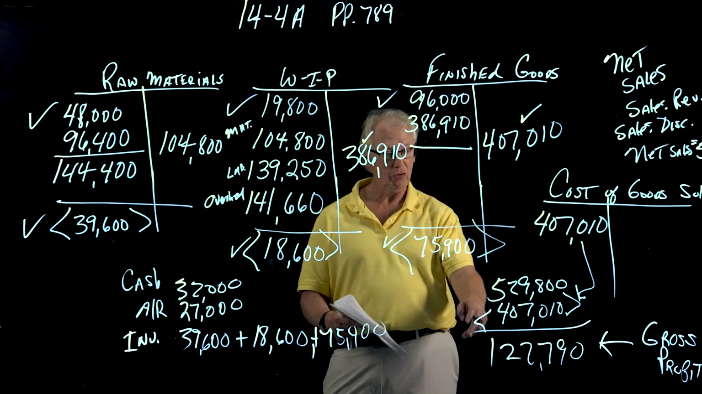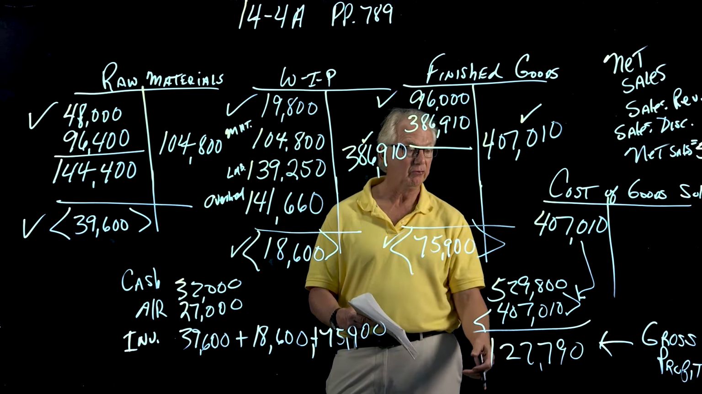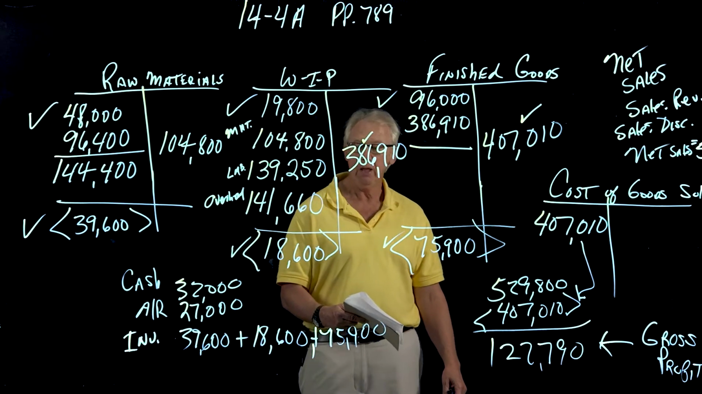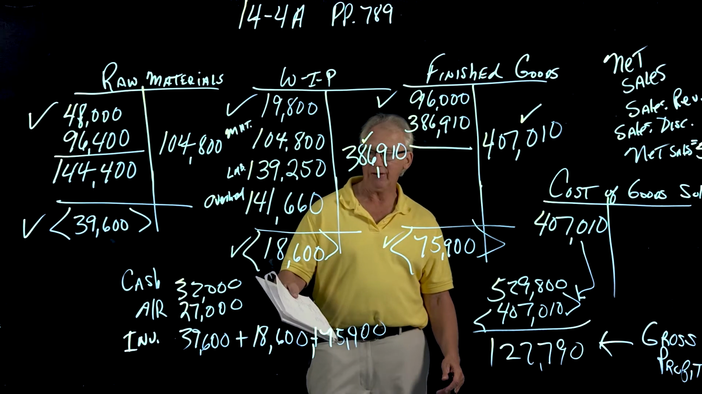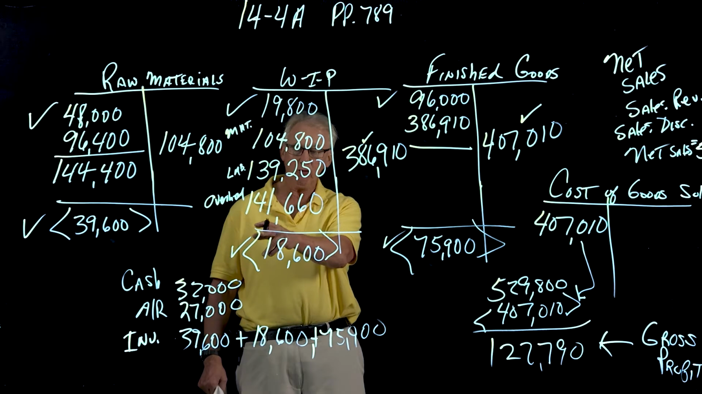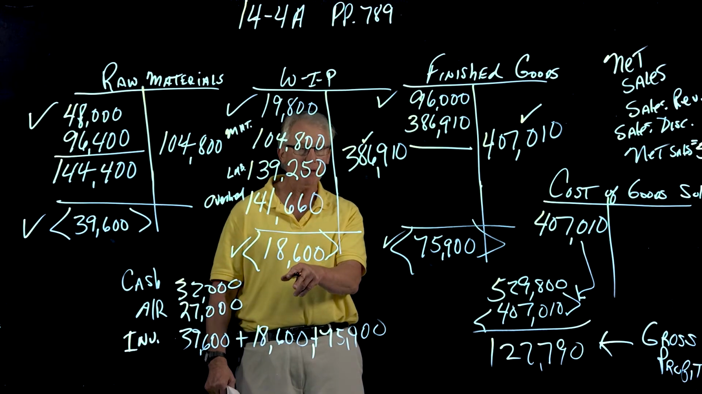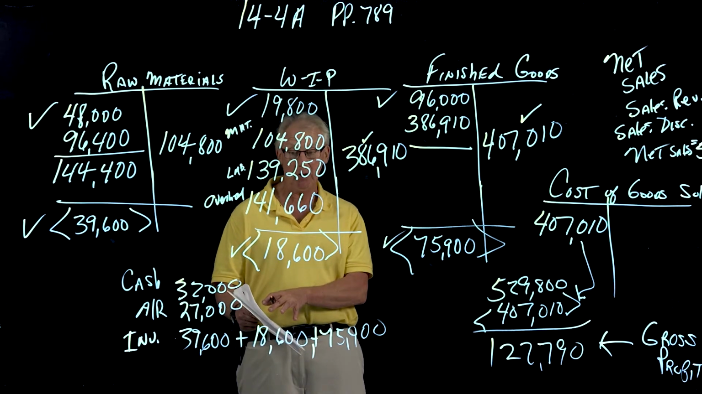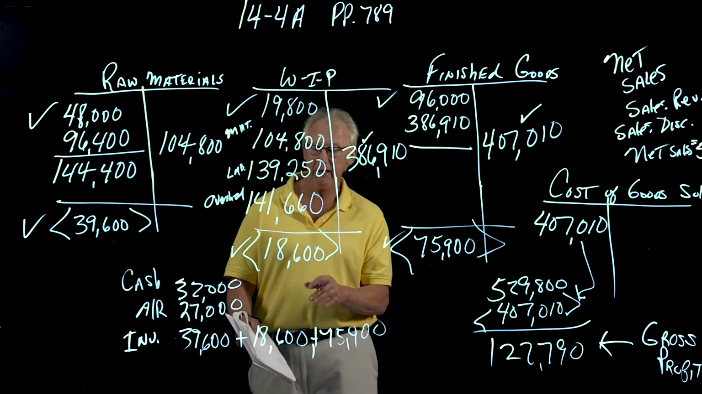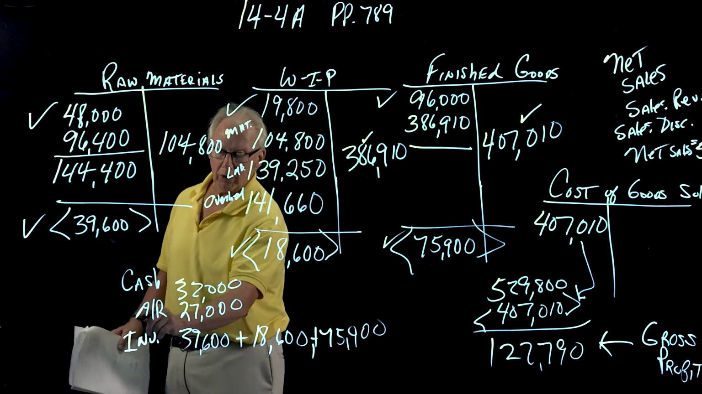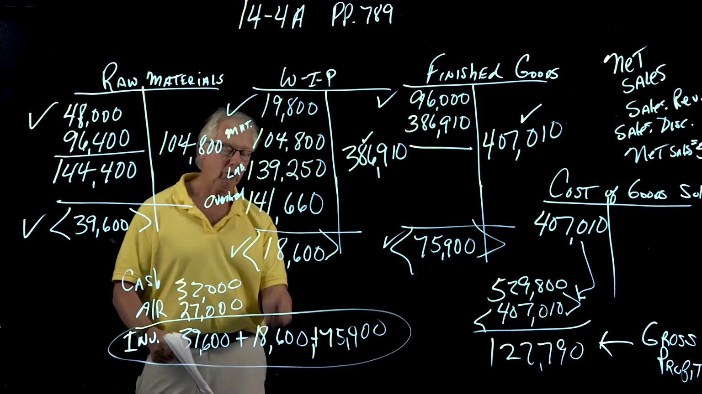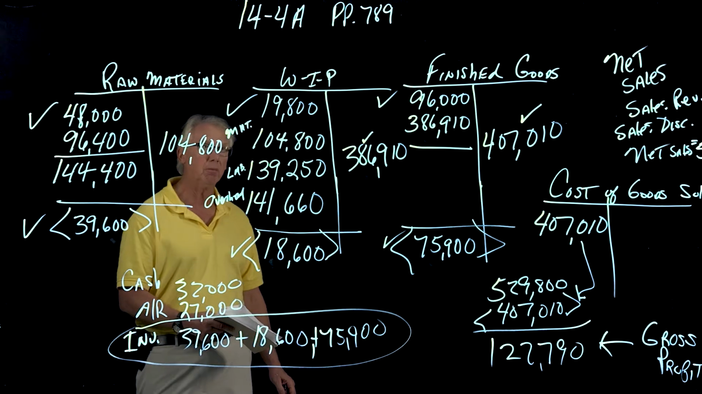Then you can do your income statement or your partial income statement and see what your gross profit is on the product. And then, like I said, the last thing you would do is your balance sheet presentation, where you would show cash, accounts receivable, and inventory in this particular problem. In most problems that you're going to see in this chapter, they would want you just to show the ending balances of raw materials, work in process, and finished goods.